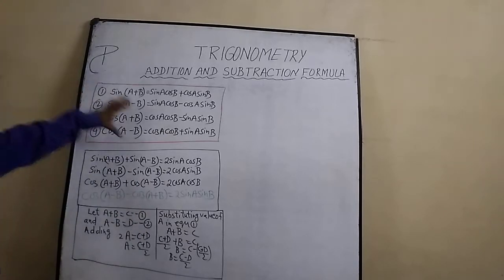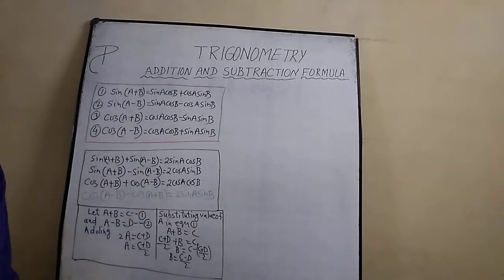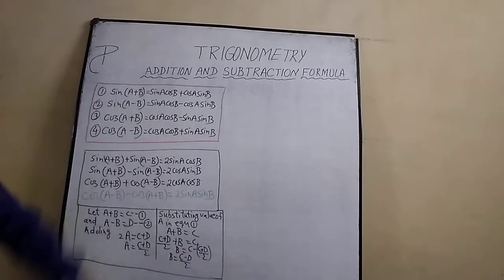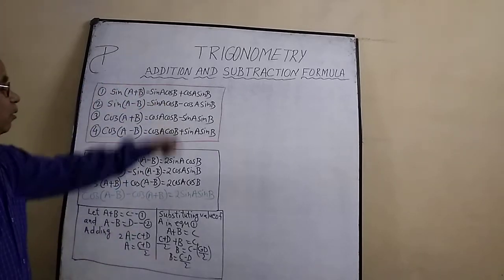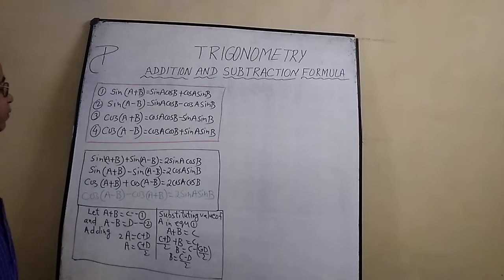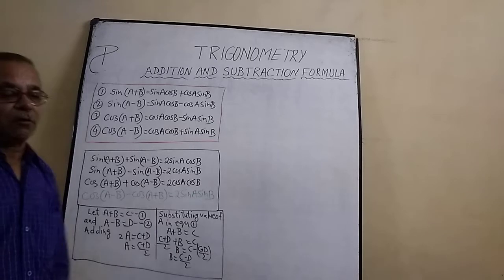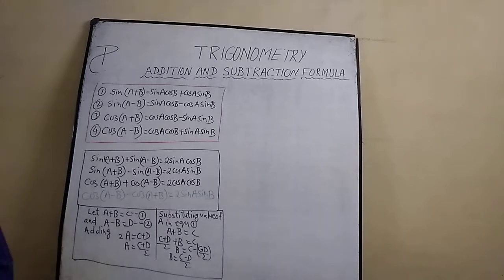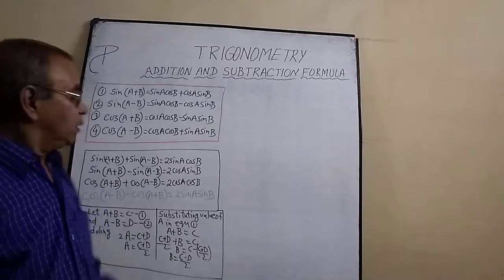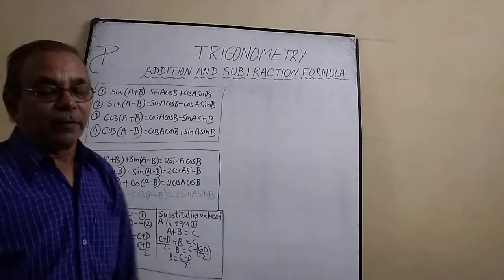These four relations are actually the backbone of trigonometry. Sin A plus B is sin A into cos B plus cos A into sin B. Sin A minus B is equal to sin A into cos B minus cos A into sin B. Cos A plus B is equal to cos A into cos B minus sin A into sin B. And cos A minus B is equal to cos A into cos B plus sin A into sin B.